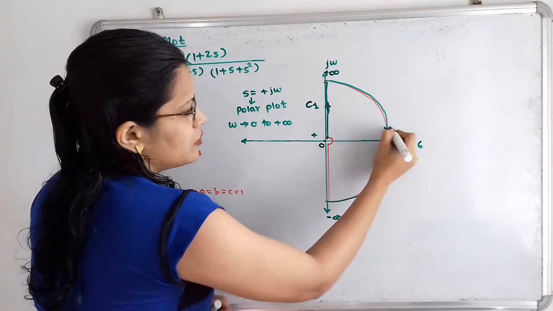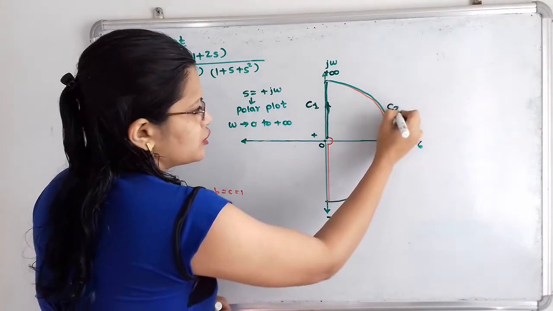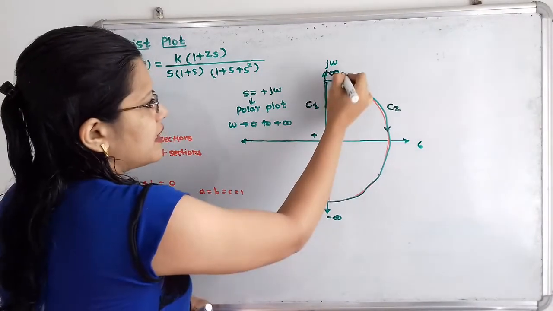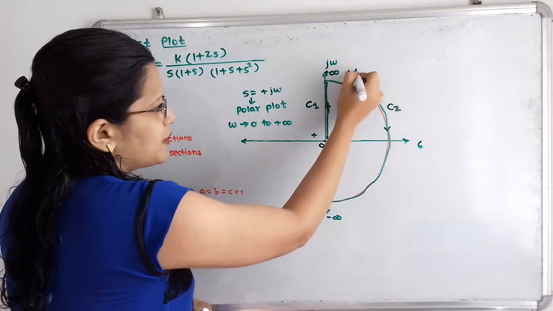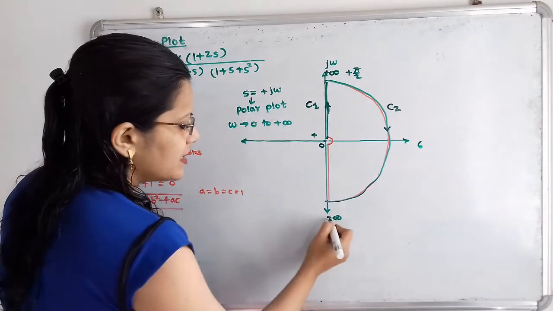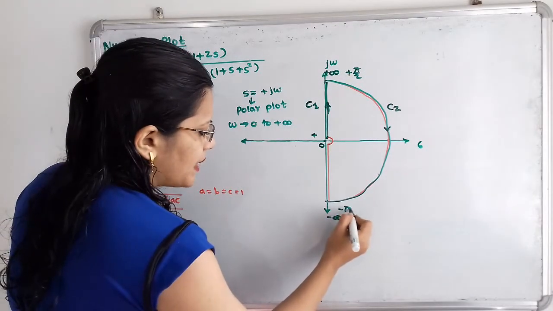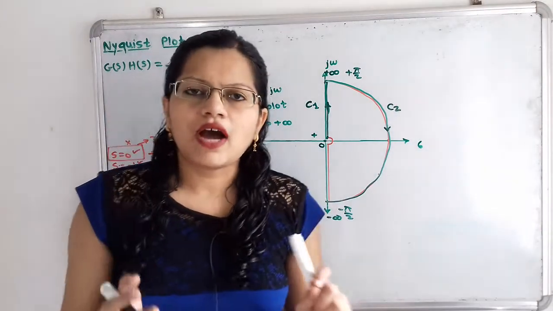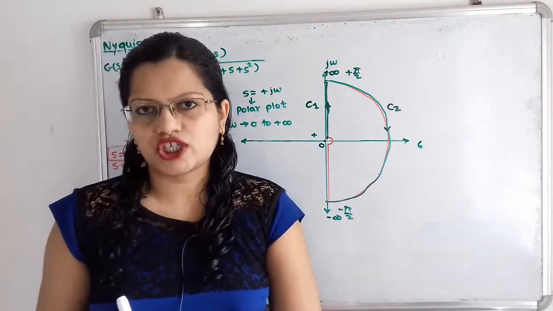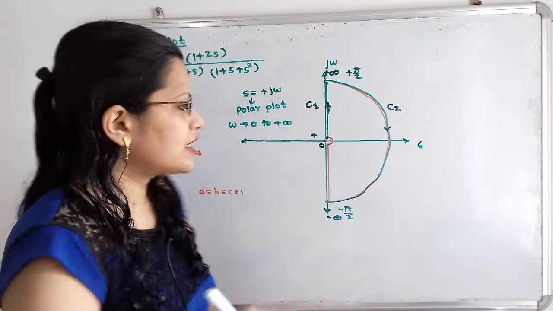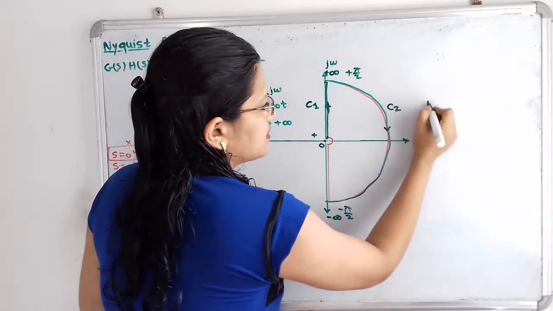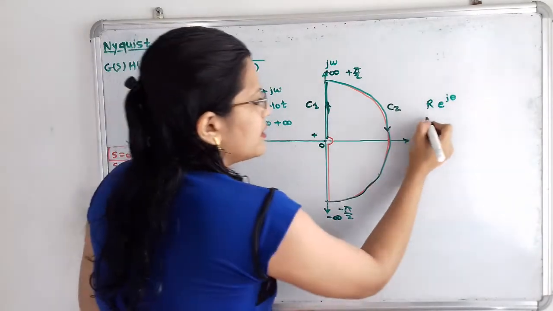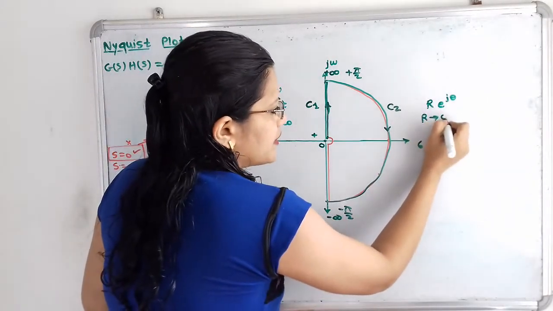I will show the arrow also. So here this is the section C2. Now if we observe on this vertical line, what is the angle? Plus pi by 2, or we can say plus 90 degree, and here the angle is minus pi by 2 or minus 90 degree. Now how will we define this section C2? We define section C2 in terms of capital R e raised to j theta, where R tends to infinity.